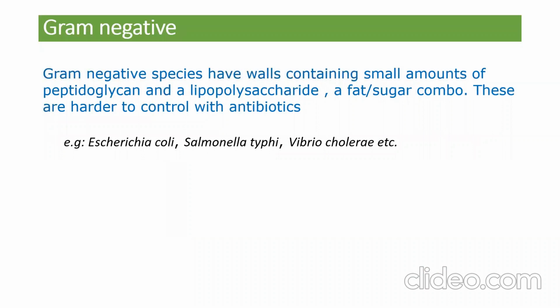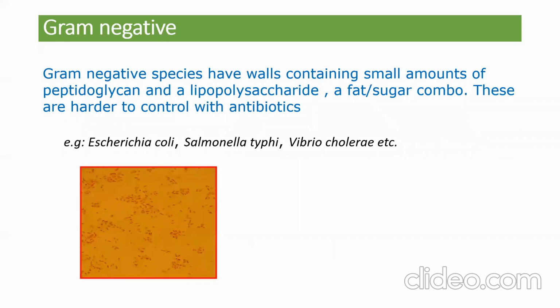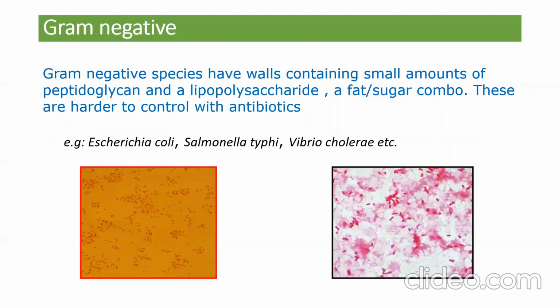On the other hand, gram-negative species have walls containing small amounts of peptidoglycan and a lipopolysaccharide, that is a fat-sugar combo. These are harder to control with antibiotics, and these lipopolysaccharides are a unique feature of gram-negative bacteria. The common examples are E. coli, Salmonella typhi, Vibrio cholerae, etc.